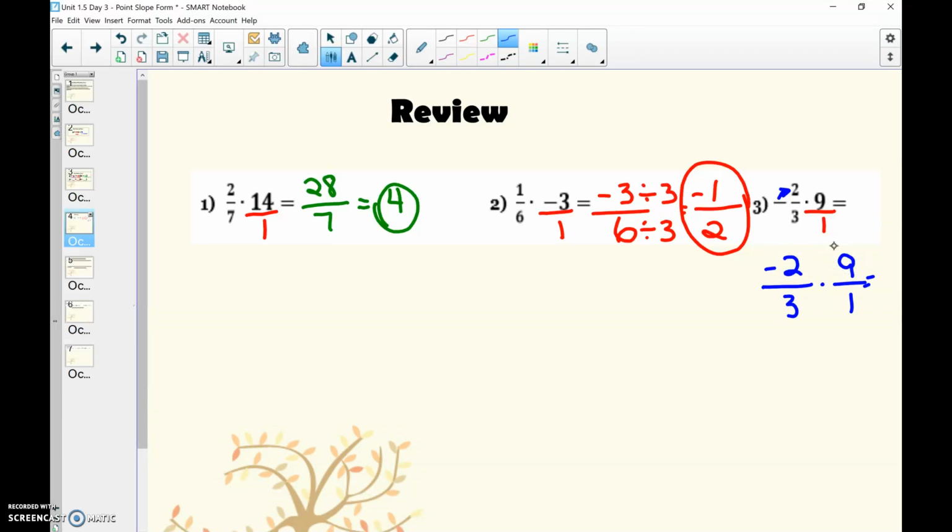Negative 2 times 9 is negative 18. 3, just positive 3. Remember, you don't put negatives on both parts. Just 3 times 1 is 3. Negative 18 divided by 3 should give you negative 6 for a final answer. So just a quick refresher on that because you will have to do a little bit of multiplying fractions in the assignment that you do today.